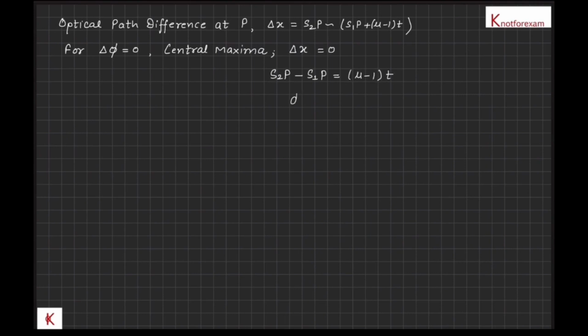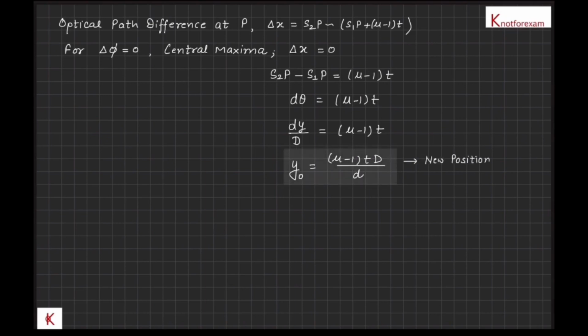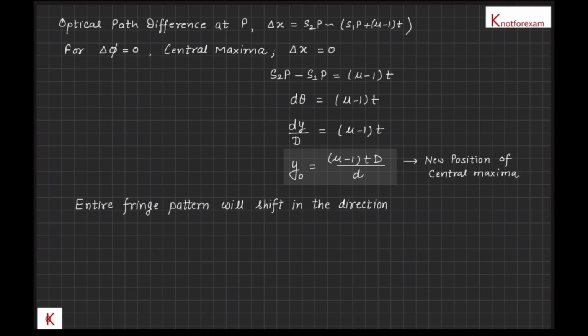And for d very less than D and theta tending to 0, S2P minus S1P is equal to d theta, that will be equal to (mu minus 1) into t. So d y by D is equal to (mu minus 1) into t, or y will be equal to (mu minus 1) into t into D by d, which gives the new position of the previous central maxima. Therefore, the entire fringe pattern will shift in the direction where the transparent sheet is introduced.